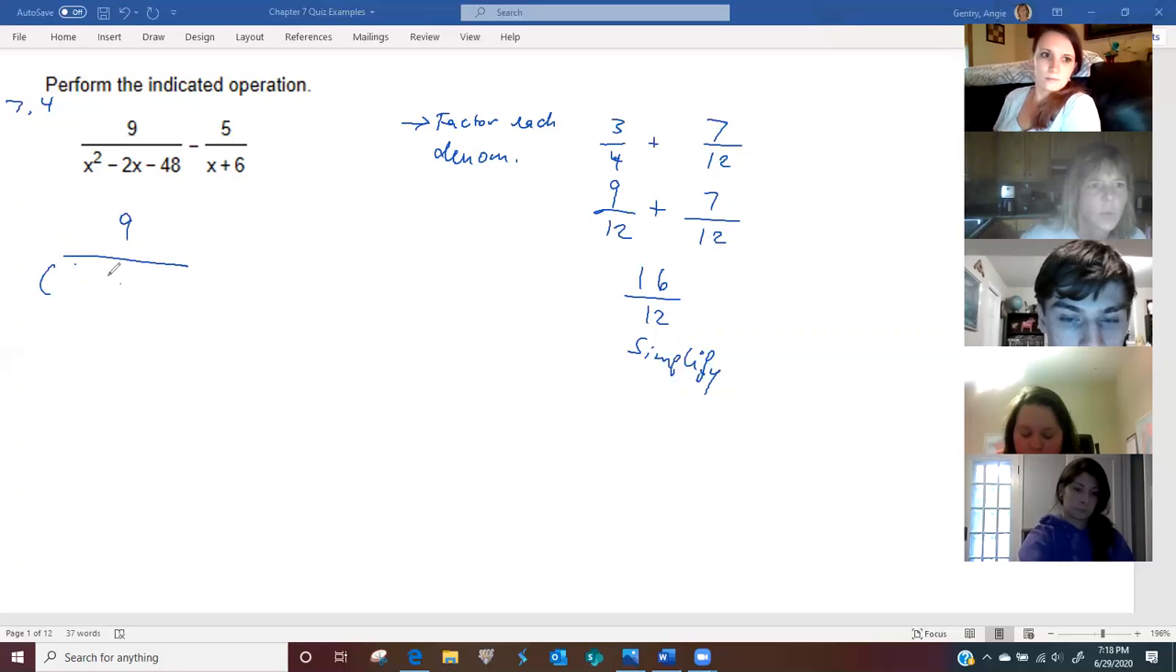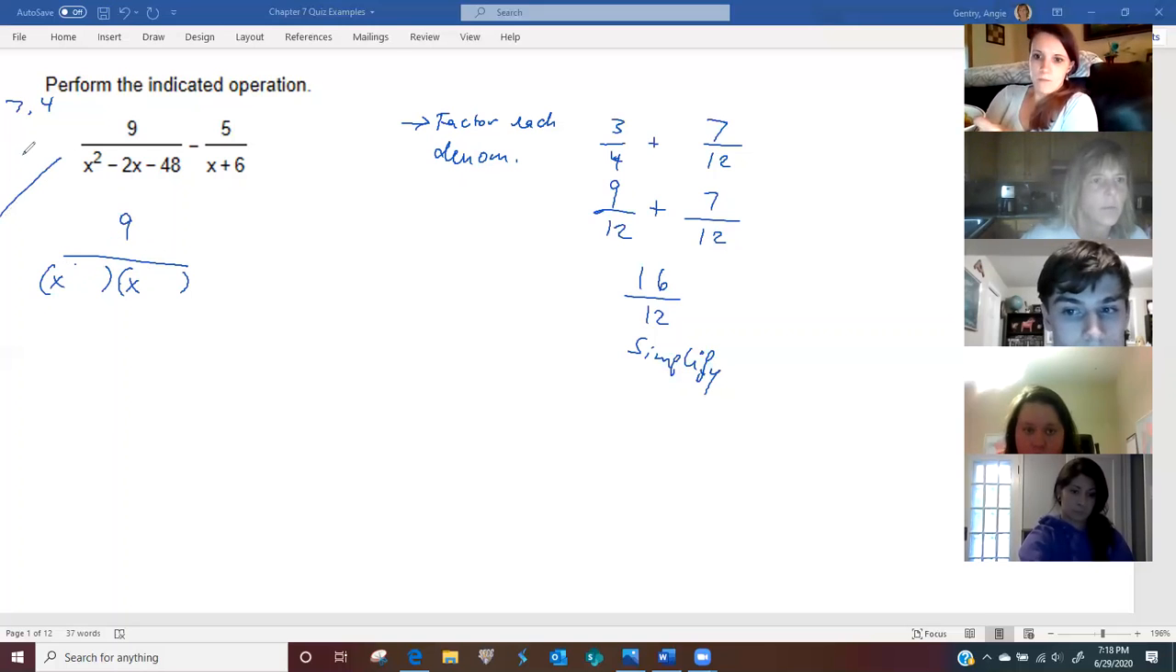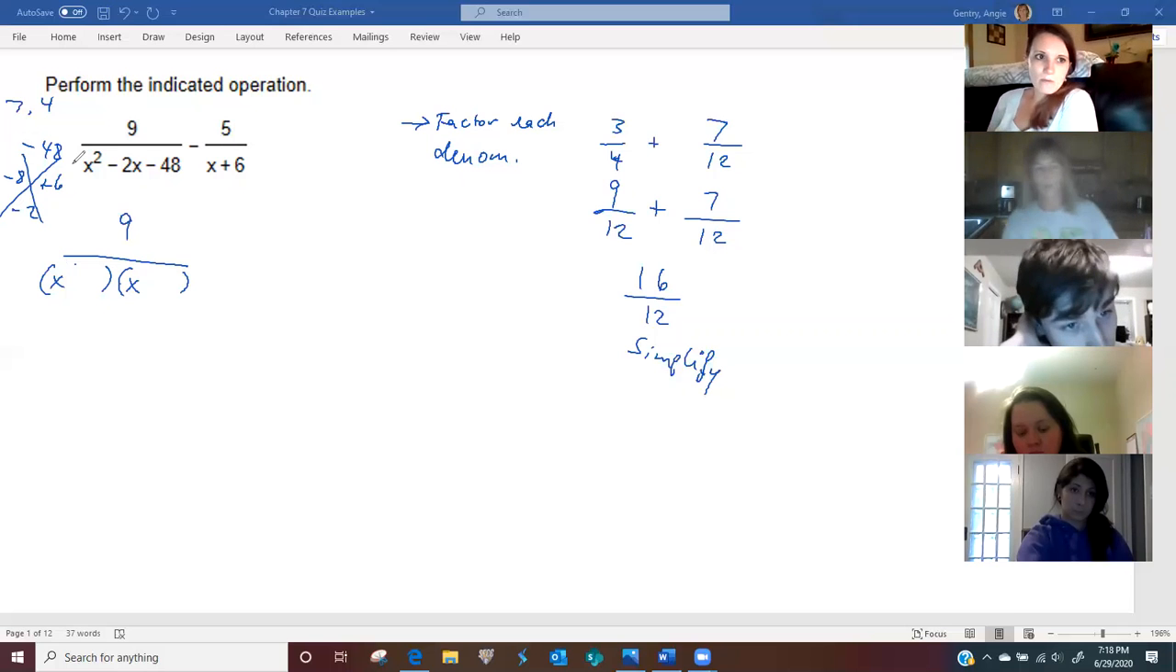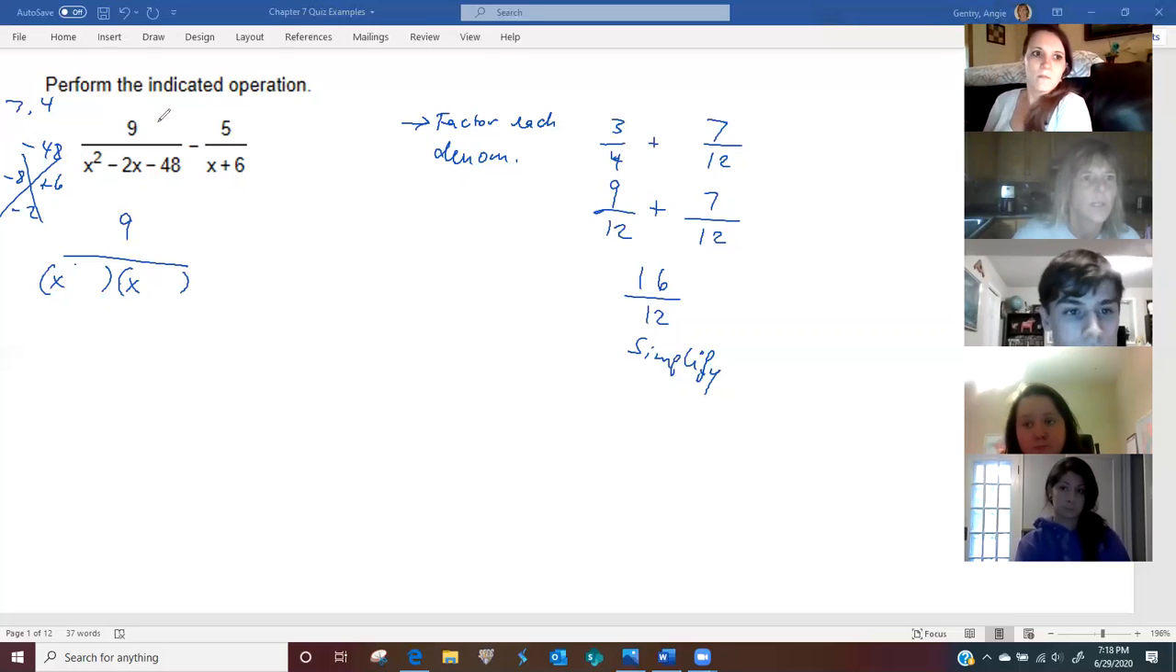So what is this one on the left? x squared minus 2x minus 48, which is negative 8 times positive 6. How did I come up with it? I just play with this stuff a lot. You probably got it before me. But negative 8 times 6 is negative 48, and negative 8 plus 6 is negative 2. So then you put this in here.